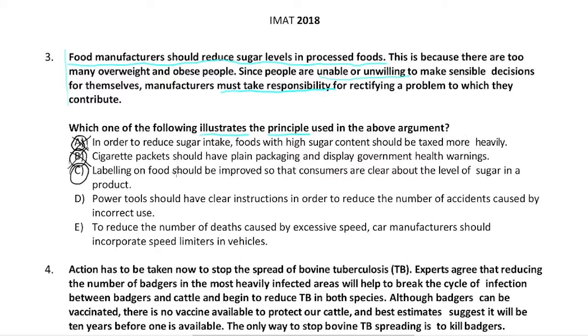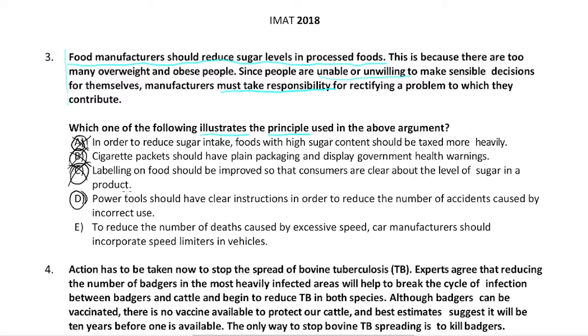Letter C. Labeling on food should be improved so that consumers are clear about the level of sugars in the product. This also is not our answer, because, like we say, people are unable or unwilling. Even though the food labeling could be improved, and the consumer will be clear about what level of sugars they are introducing to their body, they would continue to eat those foods. So we can eliminate this as well.